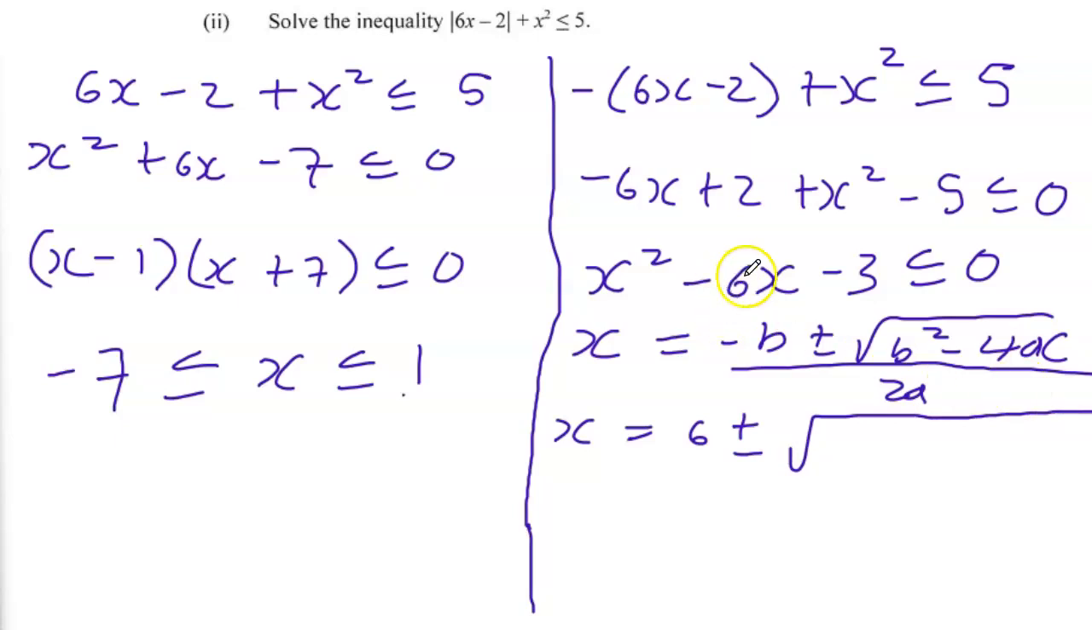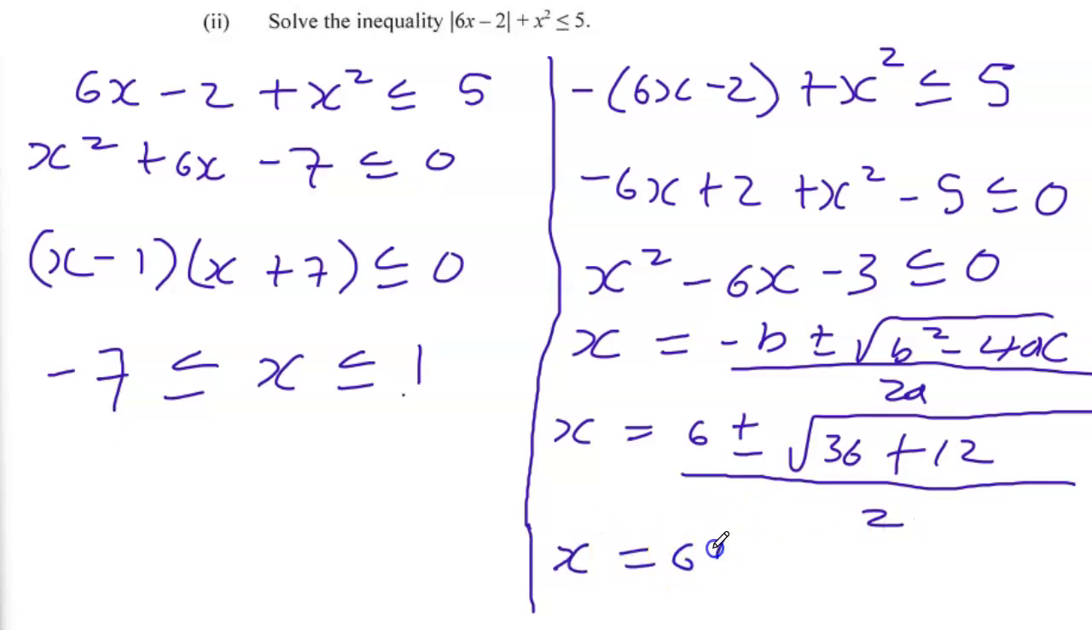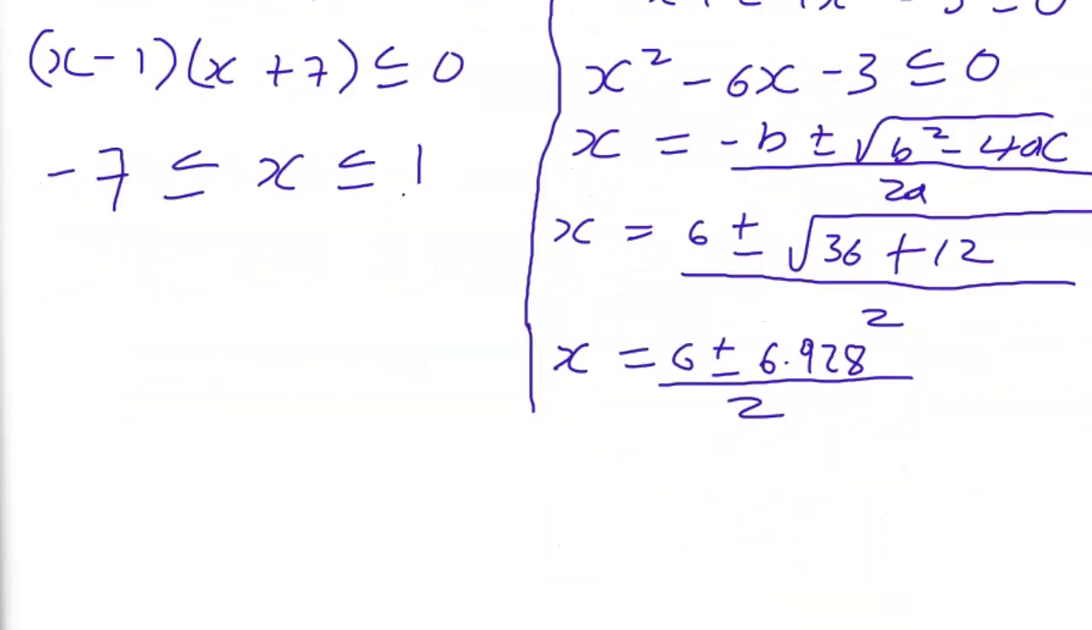B squared, that's minus 6 squared, which is 36. Now the value of A is 1, and the value of C is minus 3. So it's minus 4 times 1 times minus 3, that's positive 12, upon 2A, which is 2. So x equal to 6 plus or minus the square root of 48. Now what's the square root of 48? That's 6.928. So I'm using 3 decimal places.